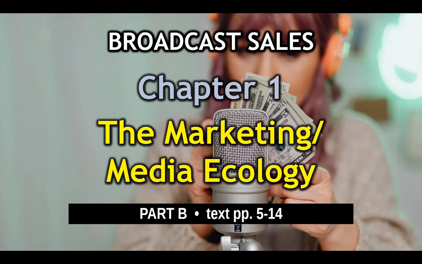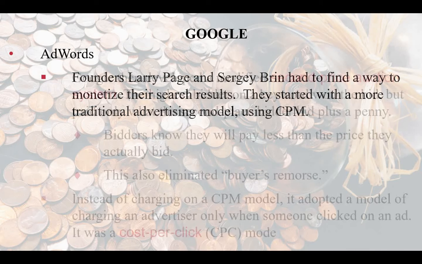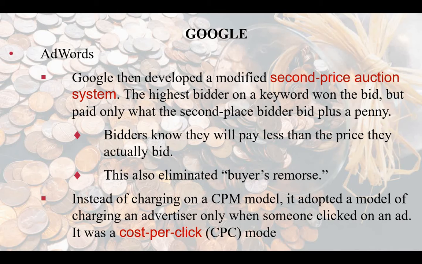All right, continuing on with Chapter 1, and we're going to move now to talking about Google. Founders Larry Page and Sergey Brin had to find a way to monetize their search results. And what they did, they actually started with a more traditional advertising model using CPM, using cost per thousand. We talked about that briefly in the last video. But then what happened, Google developed a modified second price auction system.